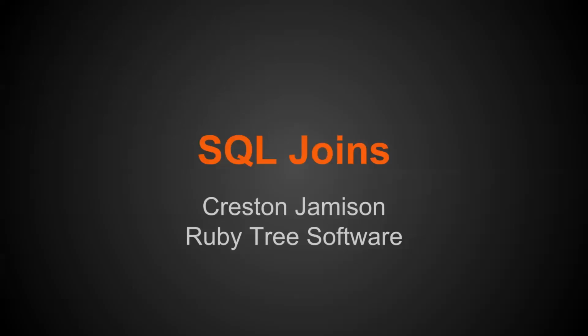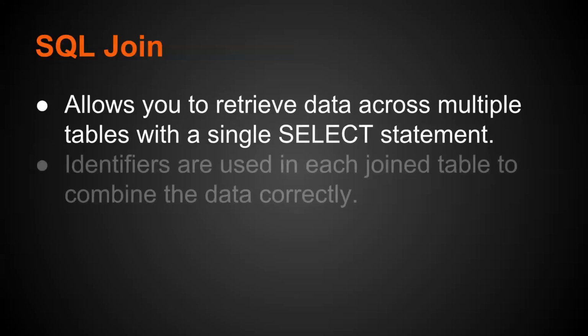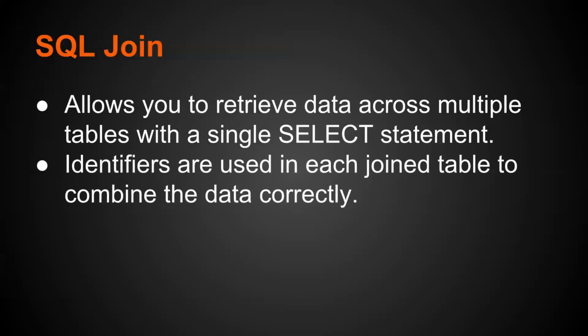All right, let's get started with SQL Joins. So a SQL Join allows you to retrieve data across multiple tables with a single select statement. Columns are used as identifiers to join each table to be able to combine that data correctly.